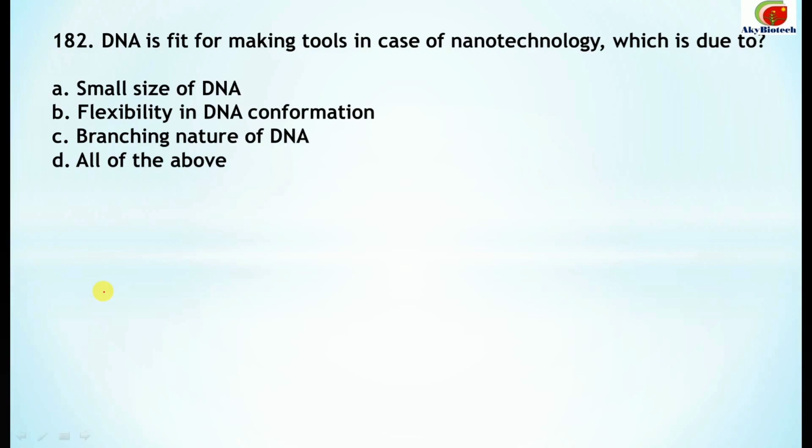Number 182. DNA is fit for making tools in case of nanotechnology, which is due to the small size of the DNA, flexibility in DNA conformation, and branching nature of DNA. All of these options are correct. So the correct one is D, that is all of the above.